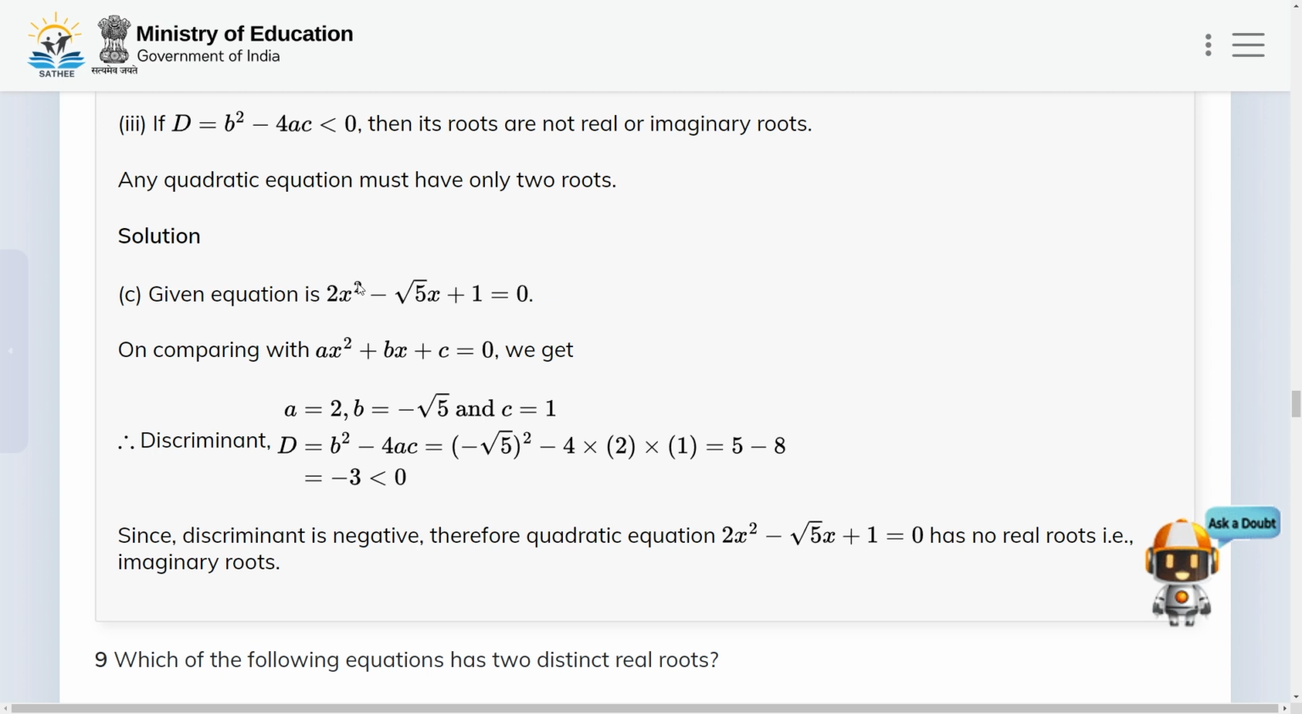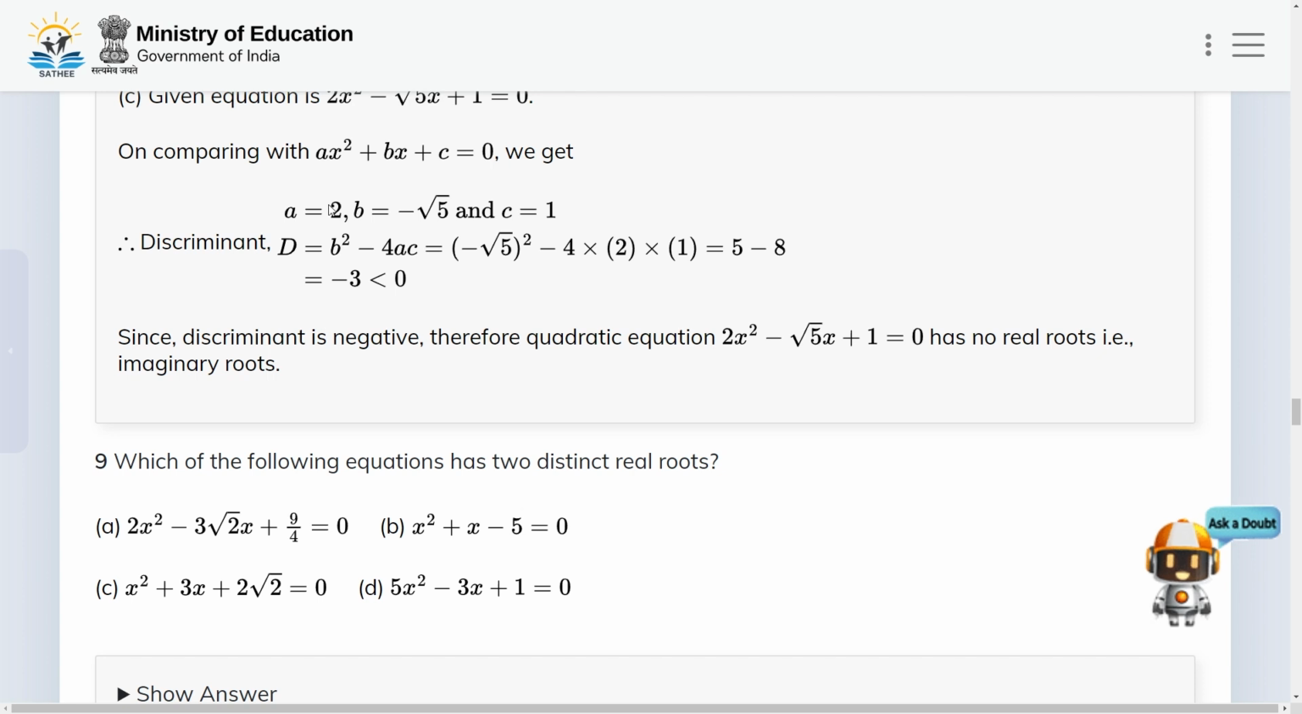Okay, so in the given equation we have 2x square minus root 5x plus 1 is equal to 0. So on comparing with ax square plus bx plus c is equal to 0, here we get a is 2, b is minus root 5, and c is equal to 1. Okay, and the discriminant D is equal to b square minus 4ac, that is equal to (minus root 5) whole square minus 4 times 2 times 1, that is equal to 5 minus 8, and this is equal to minus 3, and this is less than 0.